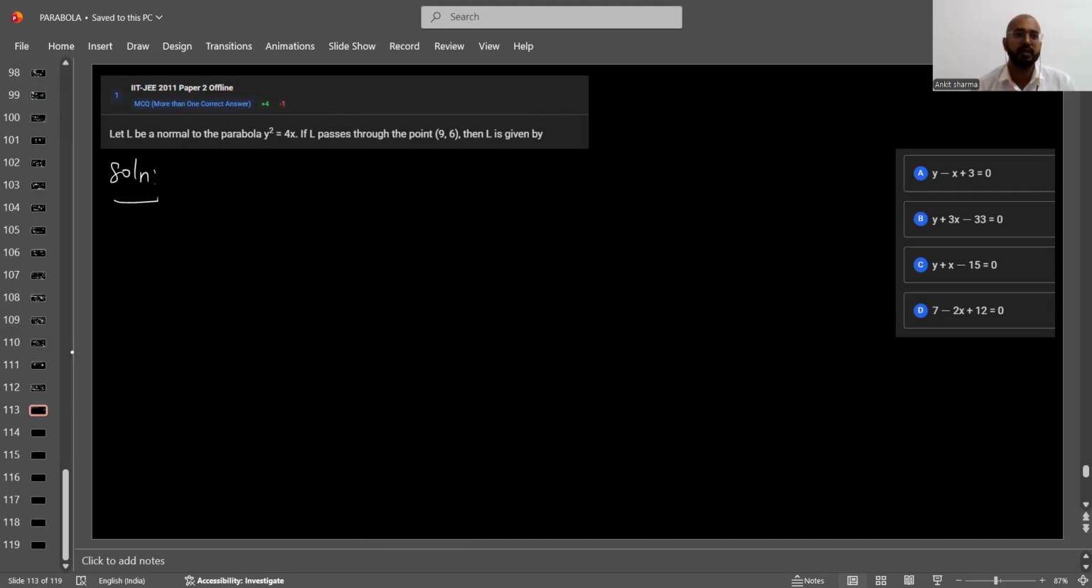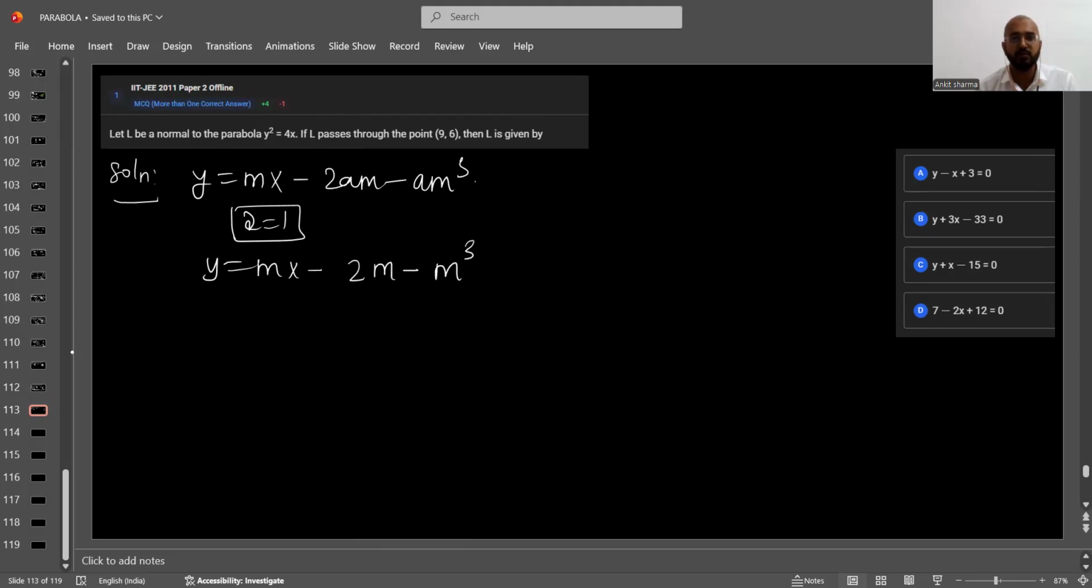Moving to the next one. So let L be a normal to the parabola y square equal to 4x. If it passes through the point 9, 6, then line L is given by. So y square is equal to 4x. We can assume the equation of normal to be y is equal to mx minus 2am minus am cube. And now this a is equal to 1. So I'm going to have y is equal to mx minus 2m minus m cube.